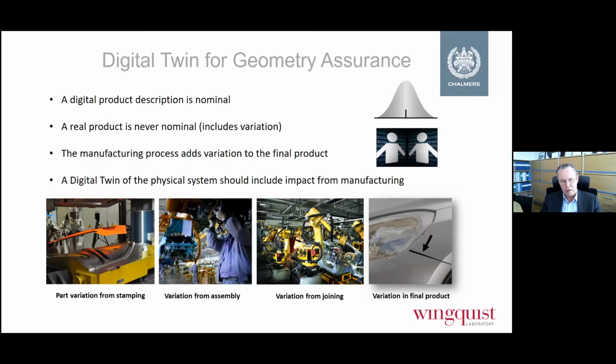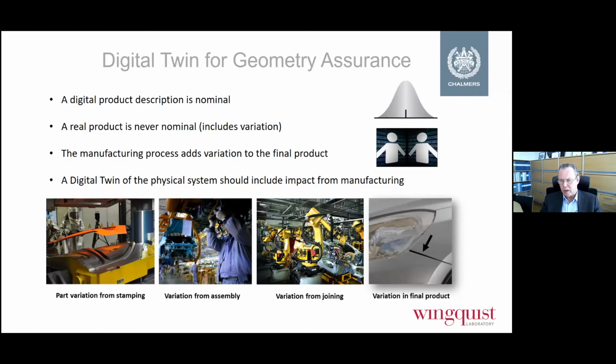We also add variation when we assemble parts together. We may add variation from joining, for instance, welding or spot welding. We apply heat and force and we deform the parts. And we end up, to the right in this figure, with some variation in the final product that may not look good, may not be okay from a customer point of view.